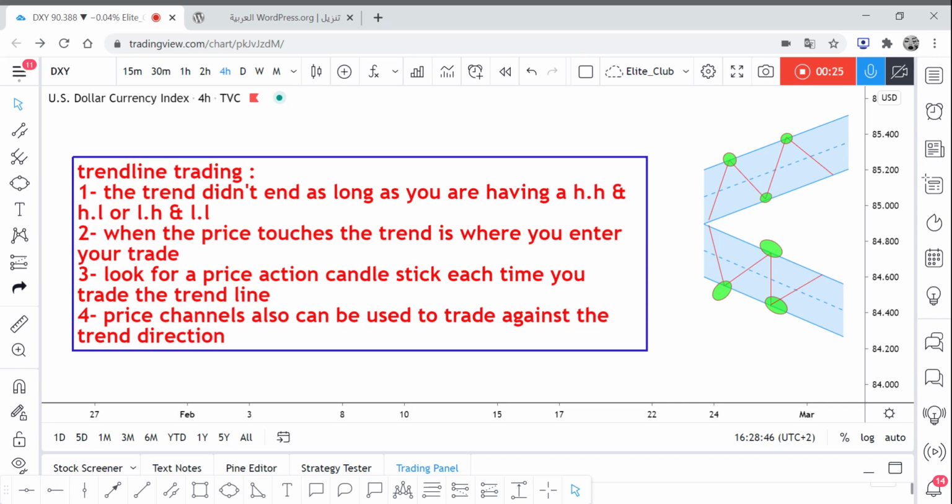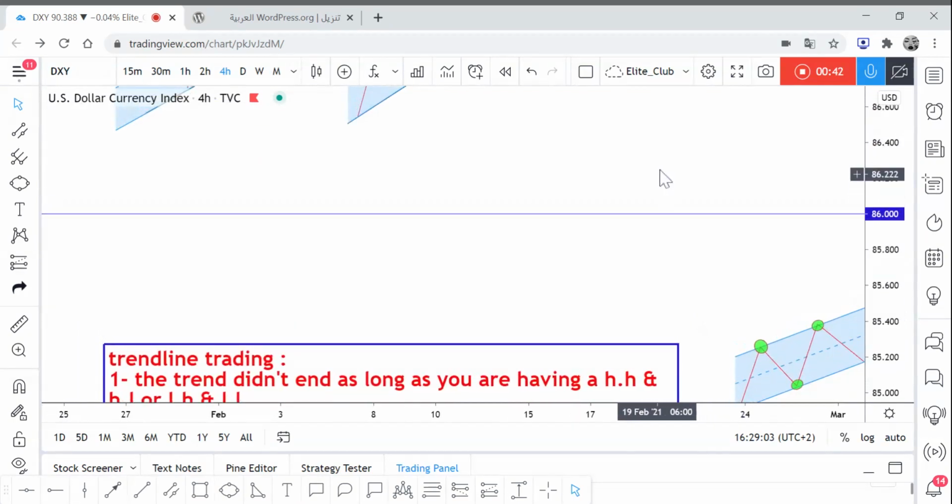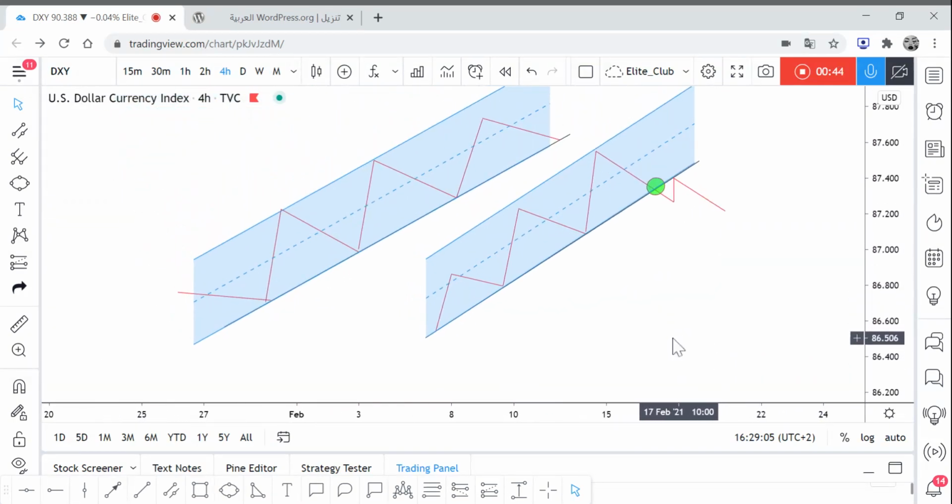First, the trend line, as you can see, we have this uptrend line and this downtrend line, and the price bounces around the trend line. This is also called the price channel. You can use the price channel to trade. So first I'm going to start with the normal trading.